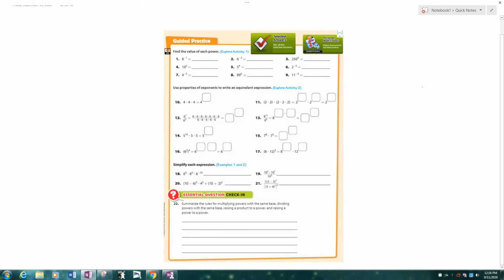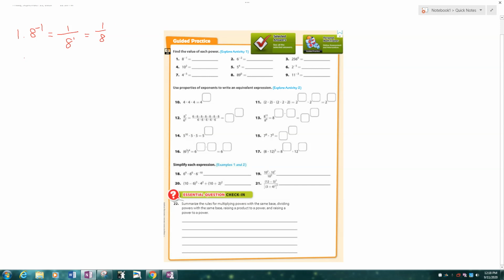So I see a negative exponent. Number 1 is a negative exponent. So I have an 8 to the negative 1. When you have a negative exponent, it means a flip. So I'm going to put 1 over 8 to the first power, but we do not write the first power, just 1 over 8.